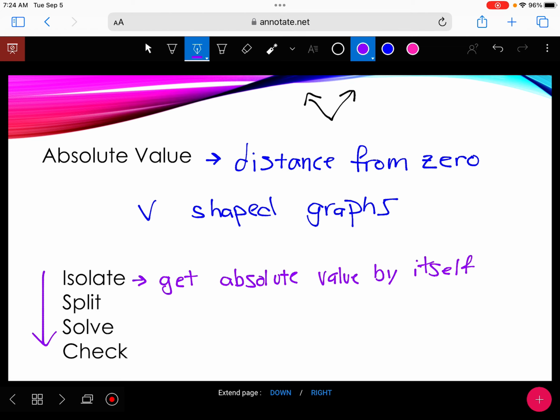Isolate, we'll get the absolute value by itself. Then we're going to need to split it into 2 cases. So, for example, if we have the absolute value of x is 2, it could be that x is 2, or it could be that x is minus 2. So that's what we mean by cases. 2 is 2 steps from 0, and negative 2 is 2 steps from 0. Are 2 cases.